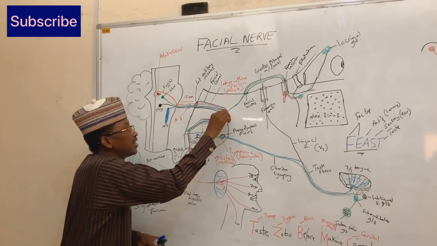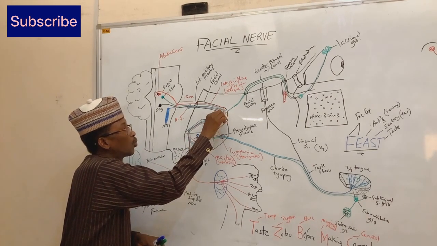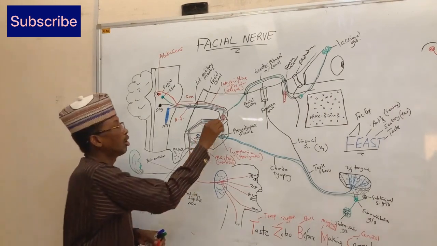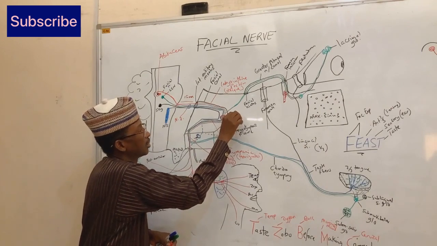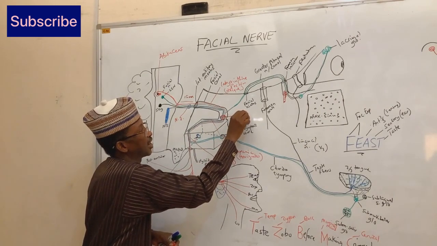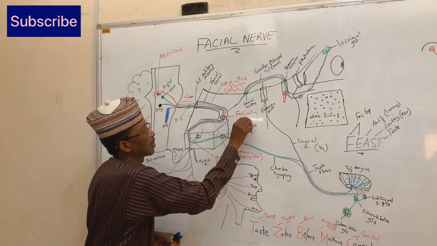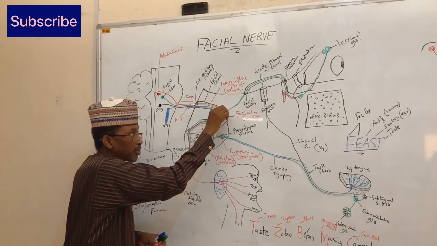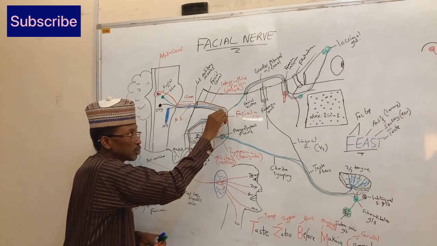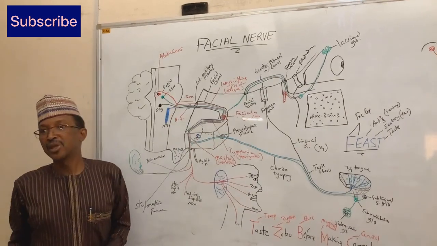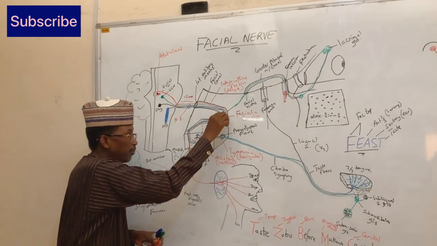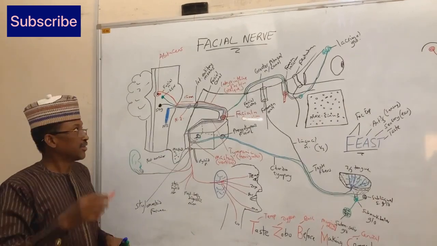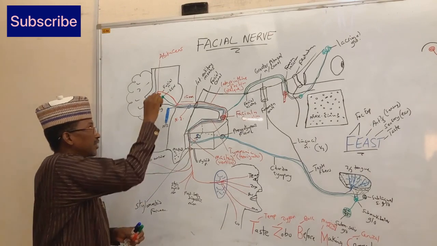By the time it comes towards this bending, it meets one small ganglion. This ganglion is called the genu of the facial nerve. This is the facial nerve ganglion. So this motor component, as it comes, it makes a bend to enter into the facial nerve ganglion. So it now forms a bend, and that bend is called the external genu of the facial nerve. The internal genu of the facial nerve, that is this bend.